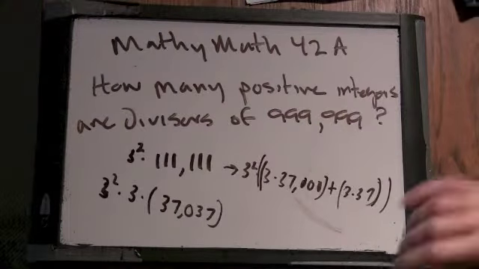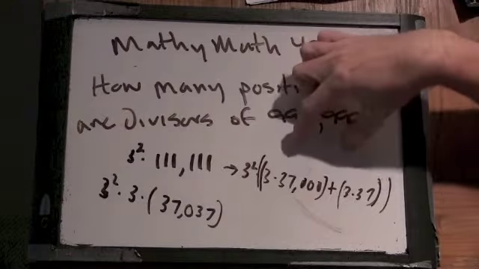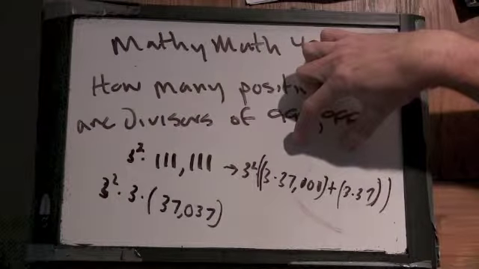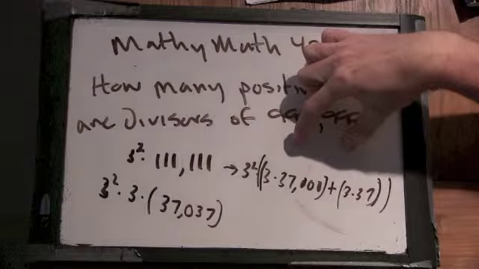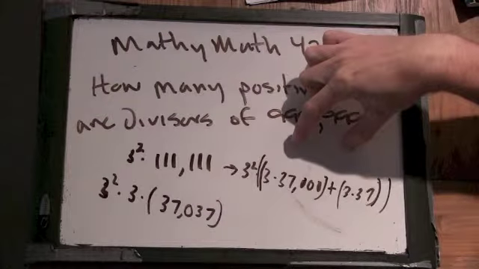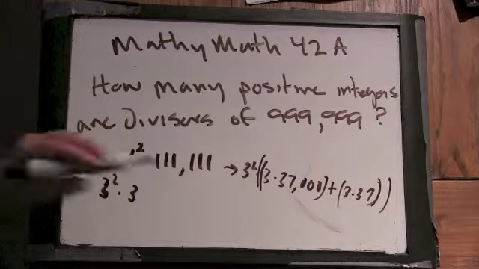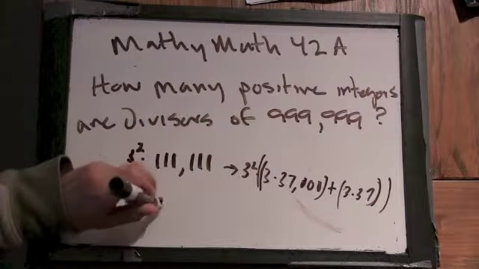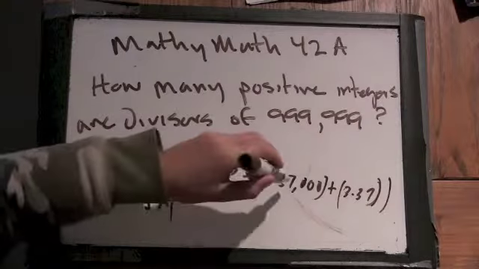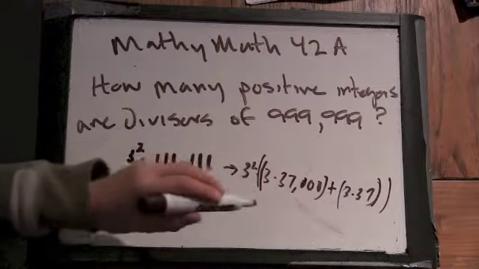Well, let's go back to here. You factored 3 out of this expression. What else can you factor out of this expression? You could also factor 37 out. So what does this expression in here look like when you factor out 37? It'll be 3 times 37 times, this part's 1,000, and that part's 1.